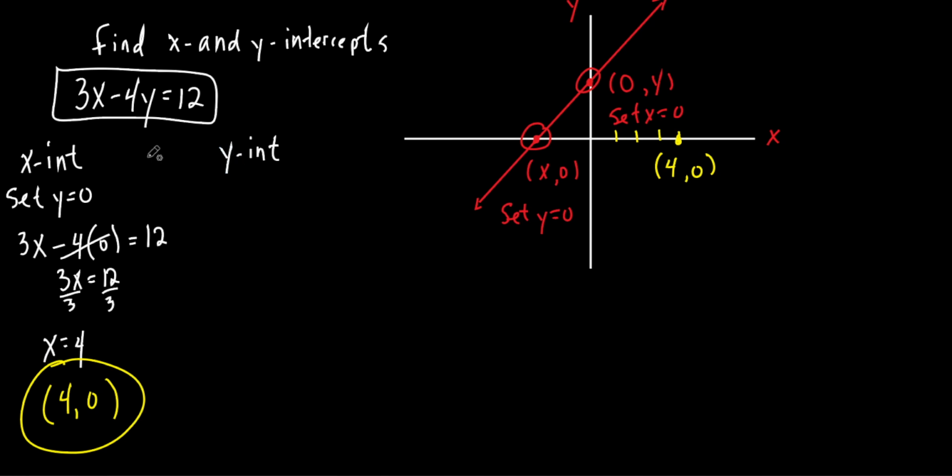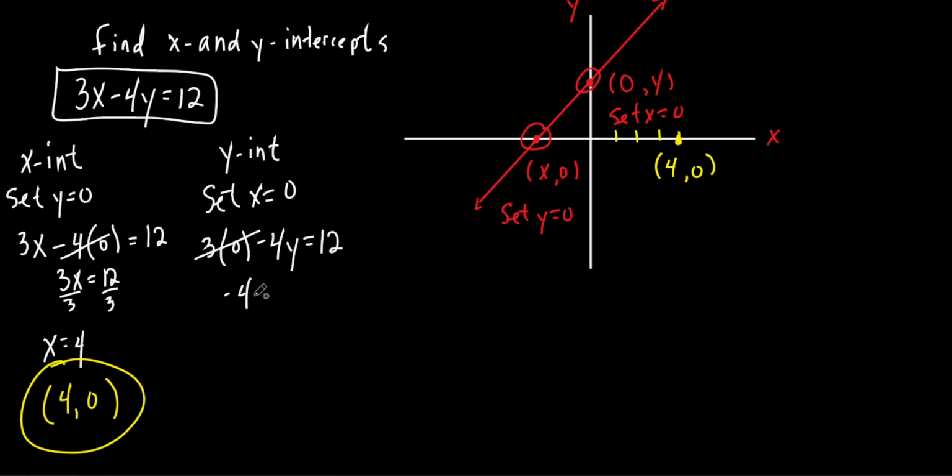So now we're going to find the y-intercept because we got to find them both. Find the x and the y-intercepts. So what do we set? We set x equal to 0. So we go back to this equation, and this time we're going to put a 0 in for the x. So it's 3 times 0 minus 4y equals 12. 3 times 0 is 0.